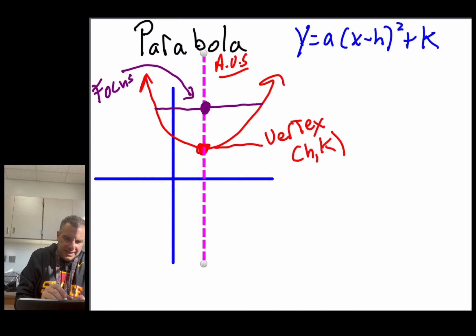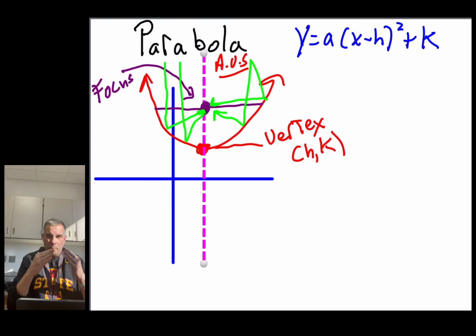But if I take a ray of light and I go down there, this focus point is going to be the point where all of these different light beams bounce off to and go back to. That's what we call the focus point of this. It's where everything focuses in.